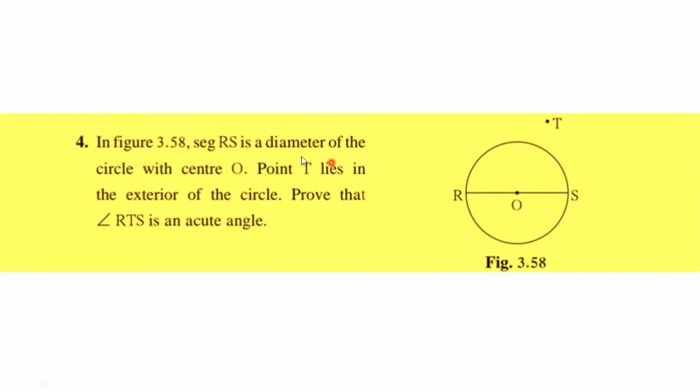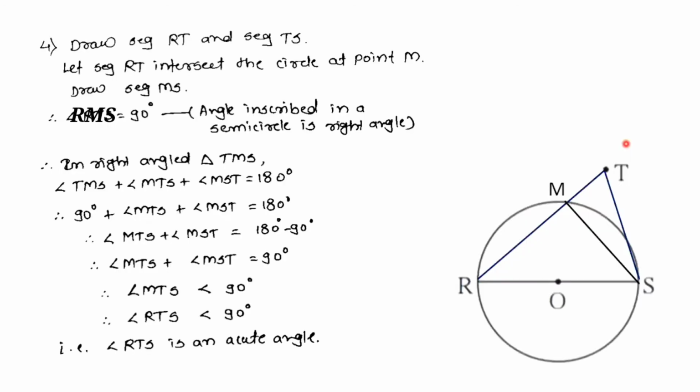The next question is, segment RS is the diameter of a circle with center O. Point T lies in the exterior of the circle. From this we have to prove that angle RTS is an acute angle. To prove this, we have to do some constructions.